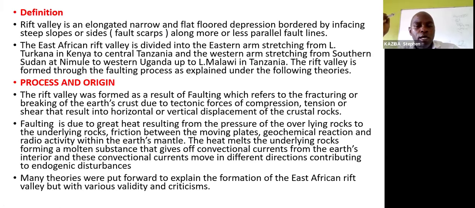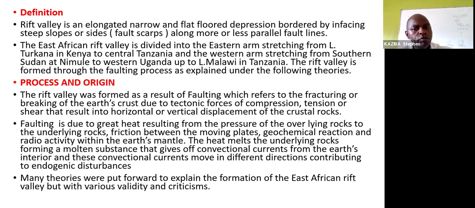Now, if they say examine the validity of the theories, you begin by defining a Rift Valley as an elongated, narrow, flat depression bordered by in-facing steep slopes on either side. So after defining, give us examples of the Rift Valley we have in East Africa. Of course, you know you have the Eastern Arm and the Western Arm. Those ones you have in your notes. Then identify the process that is associated with the formation of the Rift Valley.